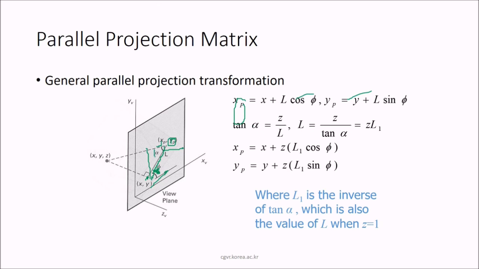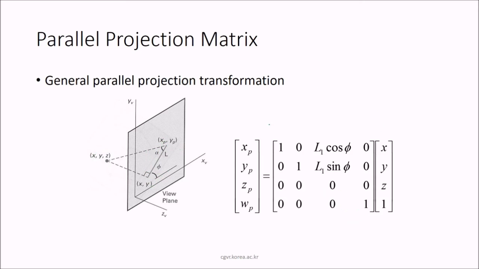This is the alpha. This is the x, y, z point. This is the projected point, and these are the points which are perpendicular. So now with these 3 points, you can compute this alpha and xp and yp, of course, with respect to the alpha. And also you have various values given here for z. So where this L1 is what? It is the inverse of tan alpha, which is also the value of L when z is equal to 1. This is the general parallel projection transformation.